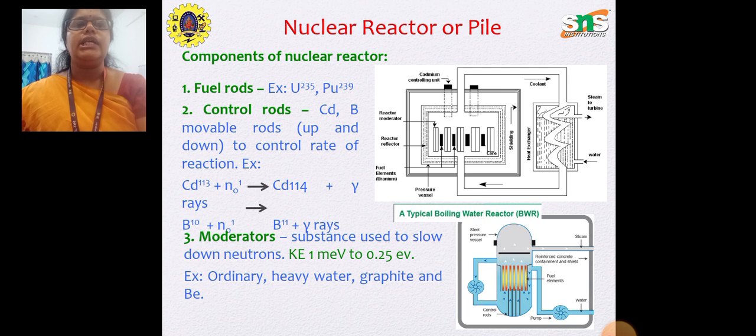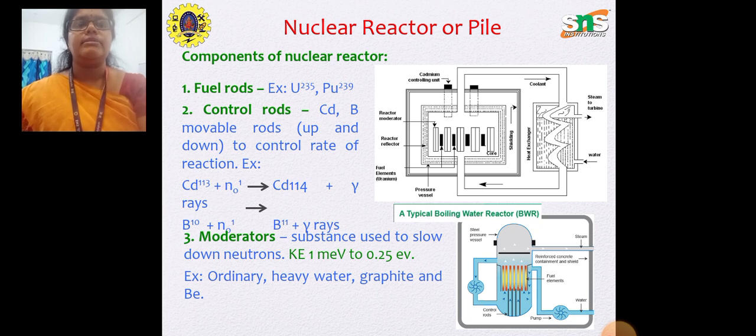Here you can see the diagram of the nuclear reactor or pile. You have the fuel rods over there, and you have the control rods. Cadmium 113 plus neutron gives cadmium 114 plus gamma rays. Boron 10 plus neutron gives boron 11 plus alpha rays and gamma rays. These are the reactions of the control rods. They absorb the neutrons and reduce the reaction.